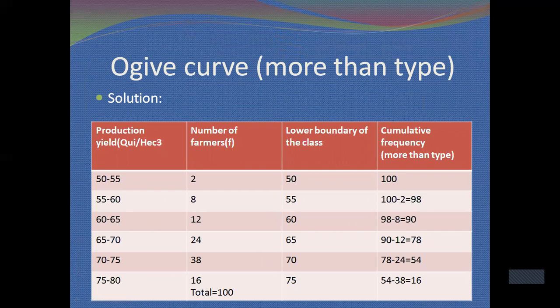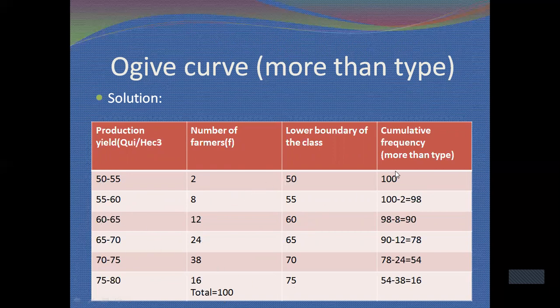To construct the more than type ogive curve, two important columns are required, that is the lower boundary of the class and the more than type cumulative frequency. So now you see here the class intervals as they are, and the number of farmers as they are, the total frequency is 100. Write all the lower boundaries, 50, 55, 60, 65, 70 and 75, the first numbers of each class, right here.